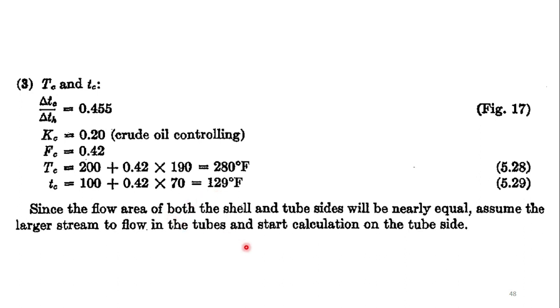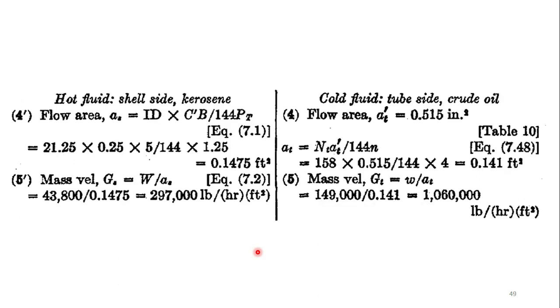Since the flow area for both the shell and tubes are nearly equal, assume that the larger stream will flow into the tubes and start the calculation on the tube side. So the kerosene will go on the shell side and the crude oil will go on the tube side, because the crude oil has the higher mass flow rate, which is 149,000, which is given in the question statement.